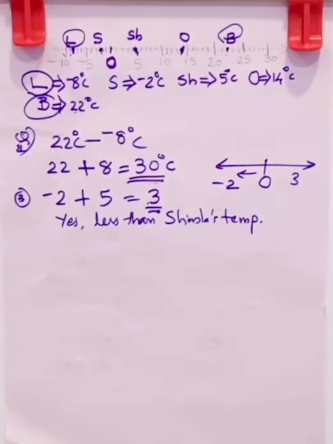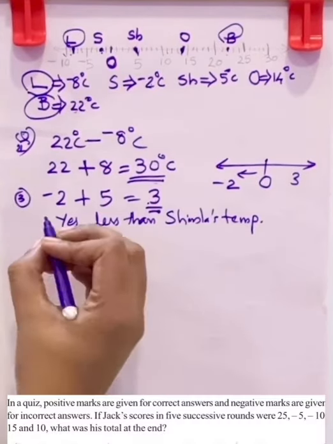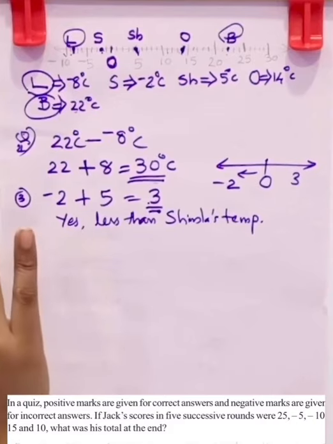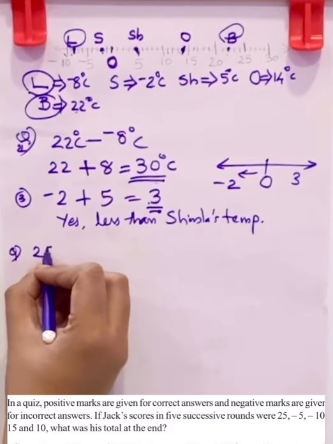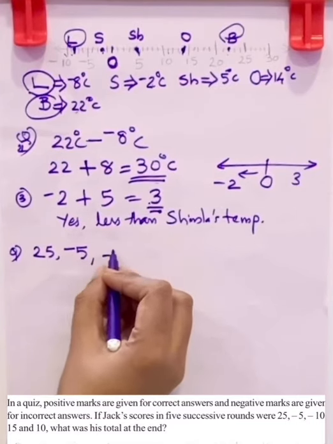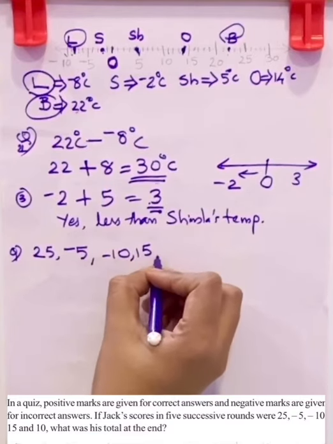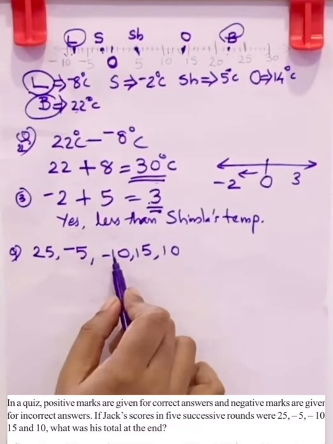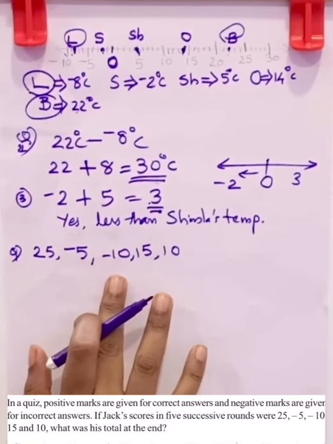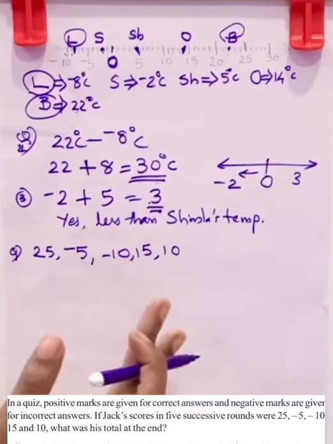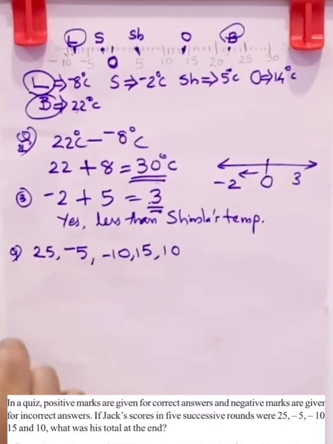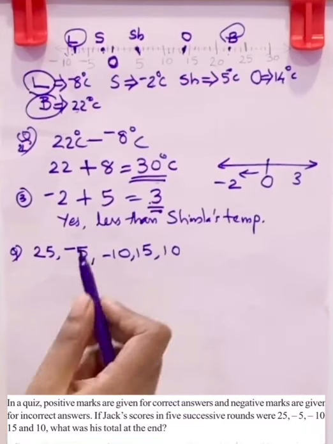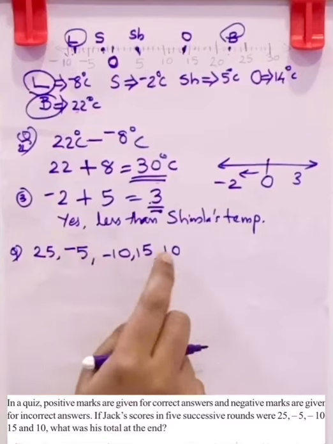Next question. In a quiz, positive marks are given for correct answers and negative marks are given for incorrect answers. If Jack's score in 5 successive rounds were 25, negative 5, negative 10, 15 and 10. What was his total at the end? So these are Jack's scores, and negative marks are given for wrong answers and positive marks are given for correct answers. So he had answered 5 questions and in that 2 negative marks, that is 2 wrong answers and 3 correct answers. So first we will add these 3 positive answers.